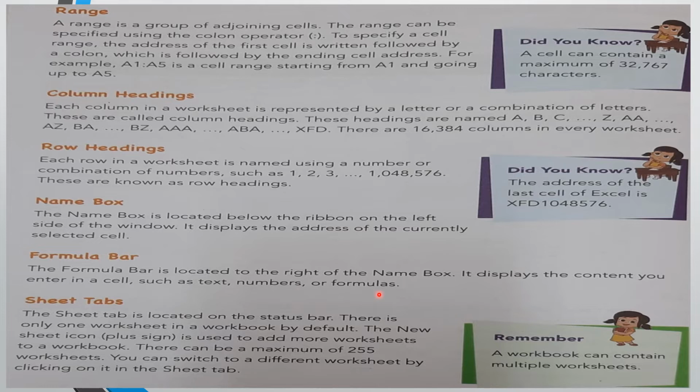Children, these two boxes are important, and it's a minor difference between these. You can see name box, you will see the address.